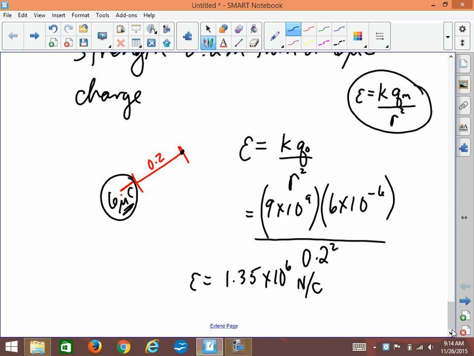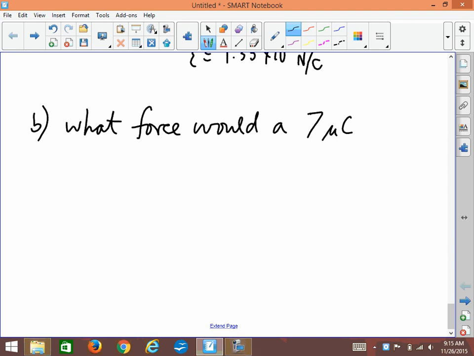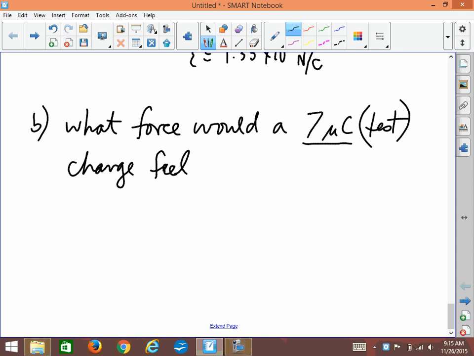So the second part of this question, let's call it a part B question: what force would a 7 microcoulomb test charge feel? It's not technically a test charge. I called it a test charge just to make sure you know which perspective we're talking about. It's very close in charge to the original one. So what would it feel?